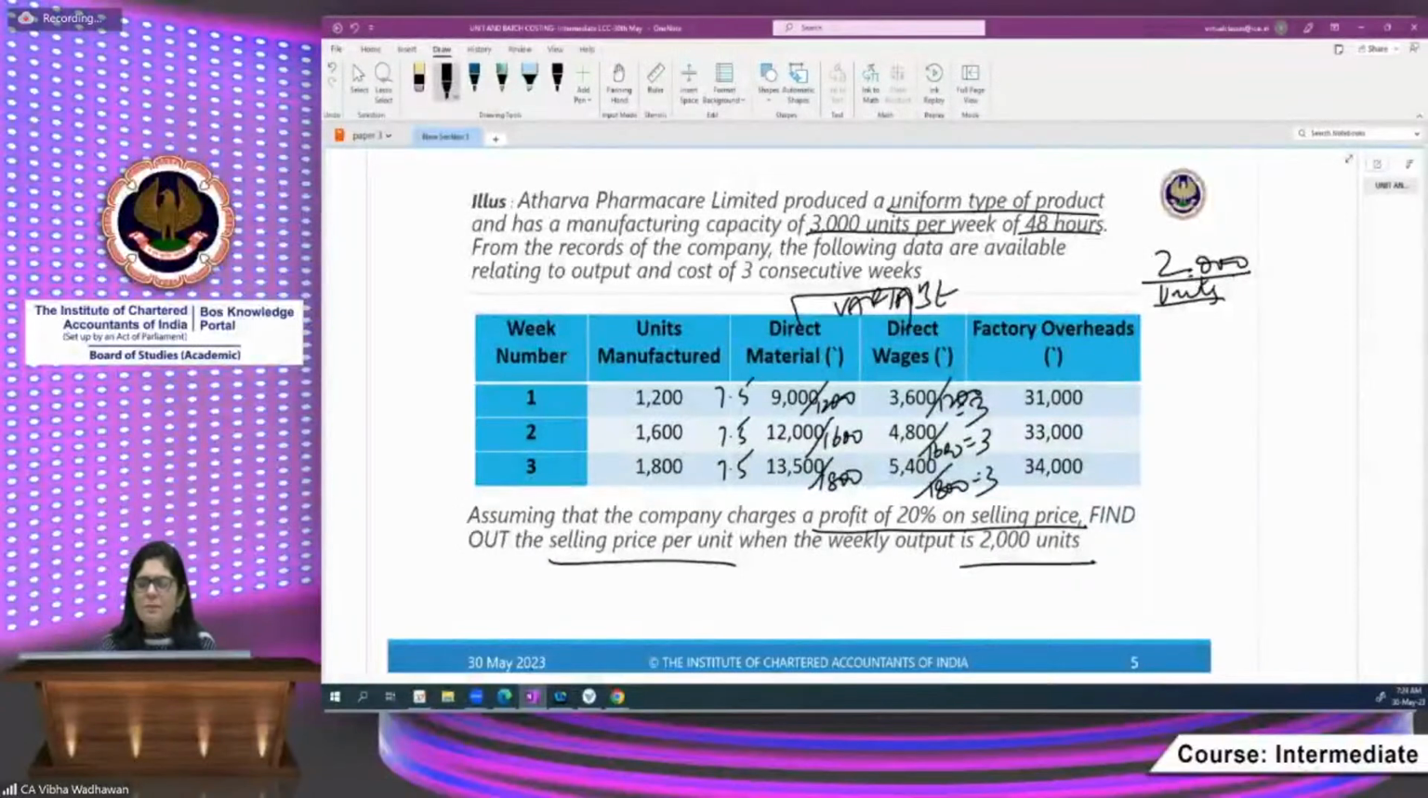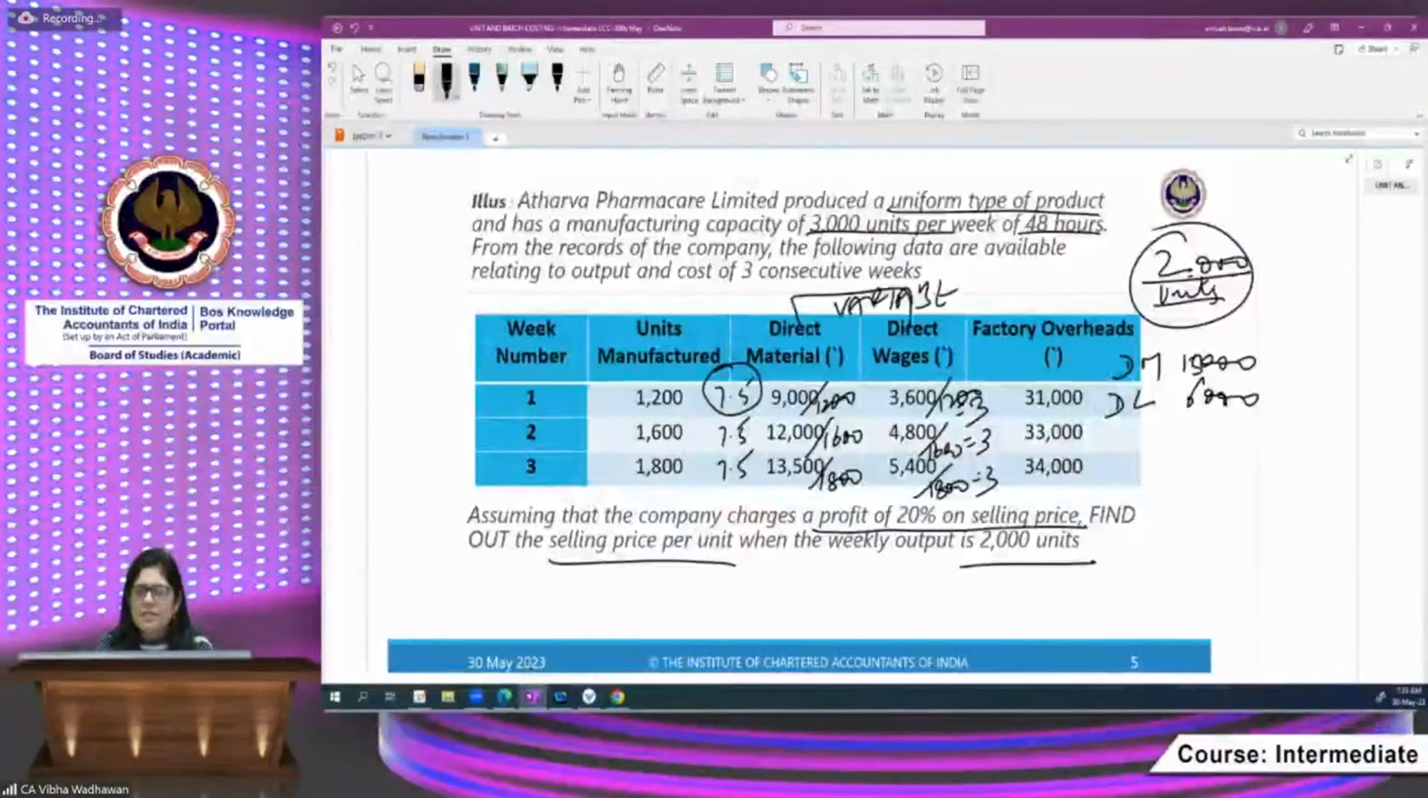So let us apply this to 2,000 units also. Direct material: 7.5 per unit, whatever units you produce. So 7.5 into 2,000 comes to 15,000. 7.5 is the rate and 2,000 are the units, so 15,000 is direct material. Then come to direct labor, 3 per unit, so 6,000 is your direct labor.